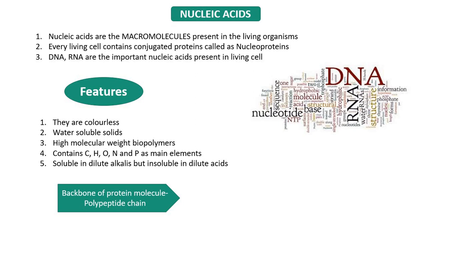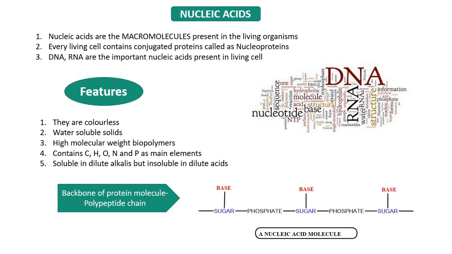Now the basic backbone of these molecules is a polynucleotide chain, and the chain is made up of three components. One is base, another component is sugar, and the third component is phosphate. So when base, sugar, phosphate, base, sugar, phosphate, in this way a nucleic acid strand is formed. So this is the basic chain which is there in the nucleic acid. Okay, so this is the introductory part of nucleic acids.